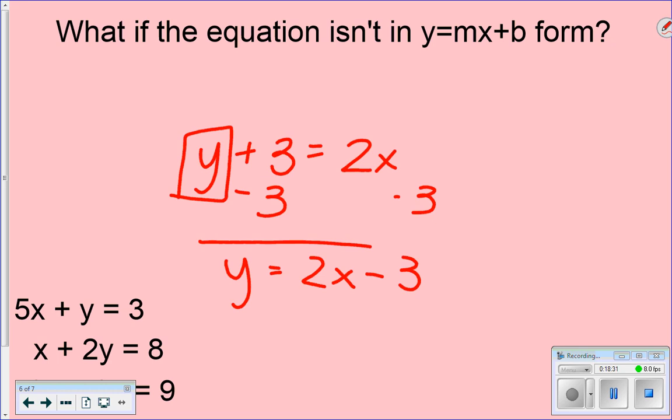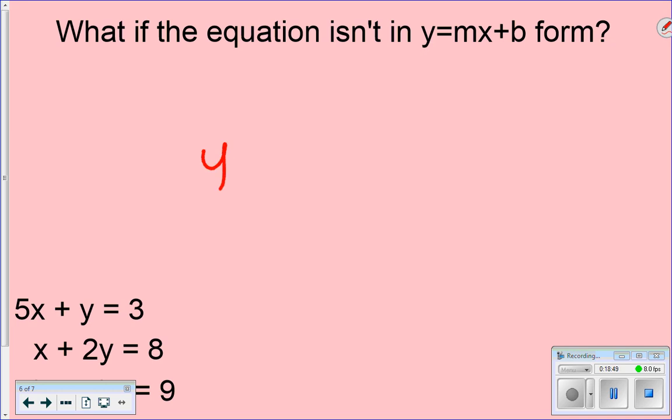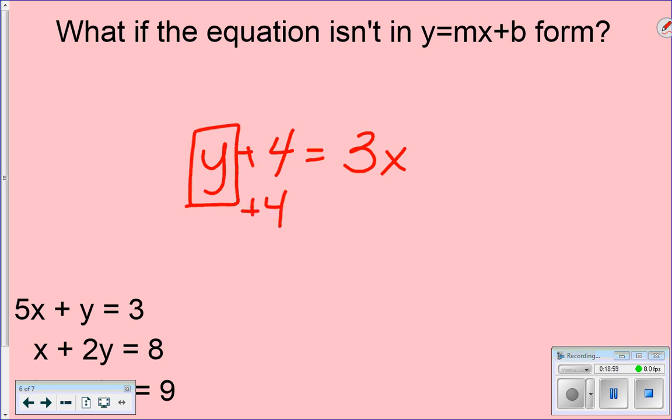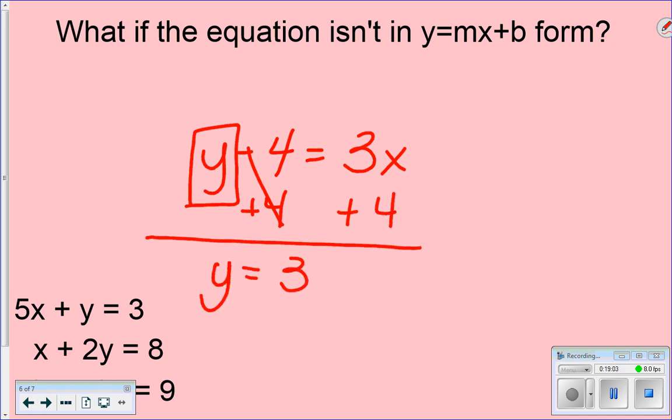Because before I was doing stuff like this, I had an x and a y on the same side. Anybody else need to see another one like this? Okay. So what about this? Let's say I have y minus 4 equals 3x. I want this by itself. So what am I going to do with this? Yep. And what am I going to do to this side? Really can't do anything.